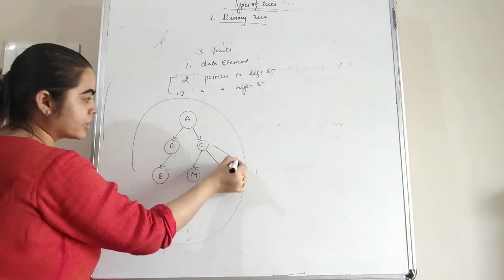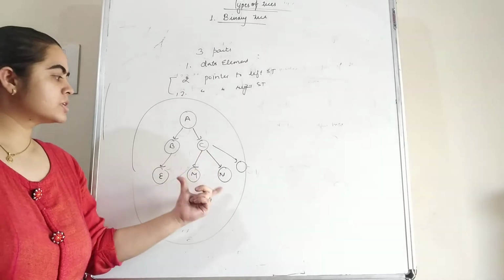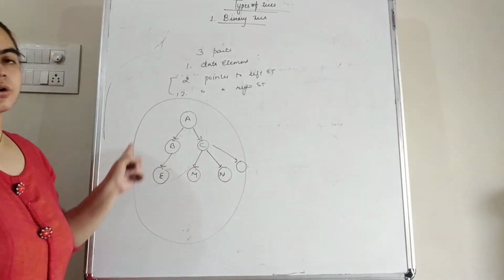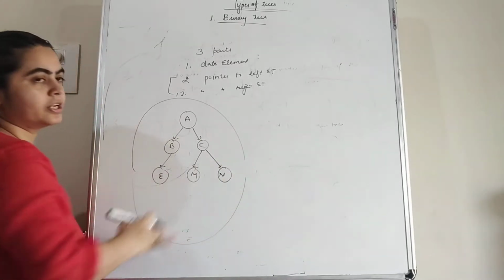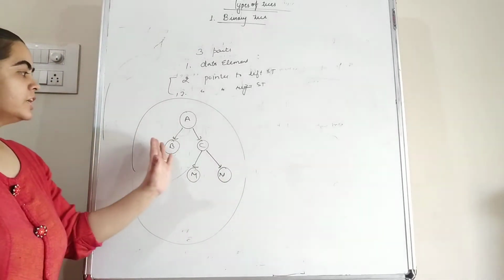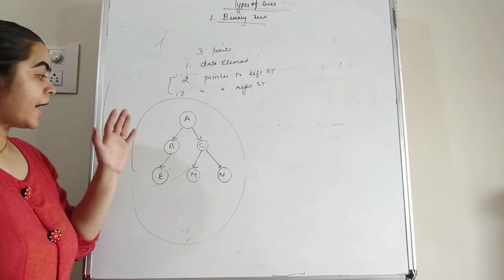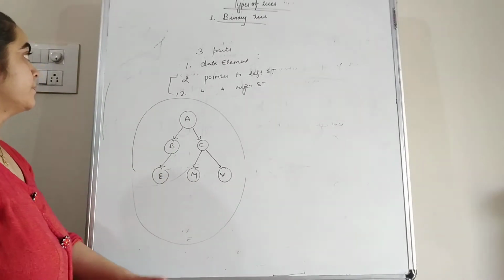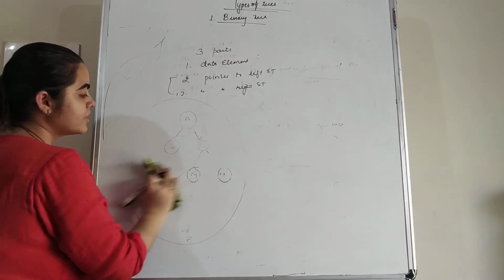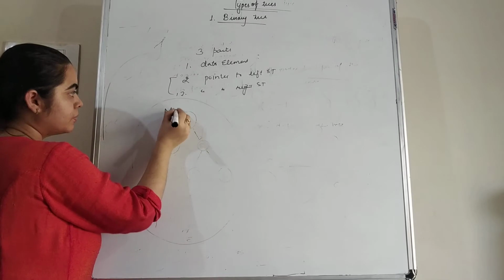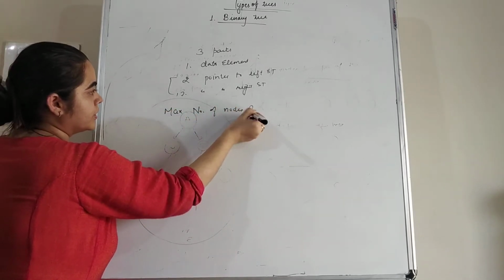If we connect one more node with C, the degree of node C becomes 3. So now this is not a binary tree, because for a binary tree the maximum degree is 2 only, meaning every node has at most 2 children. Now students, in a binary tree we can see the relationship between the maximum number of nodes and the depth of the tree.